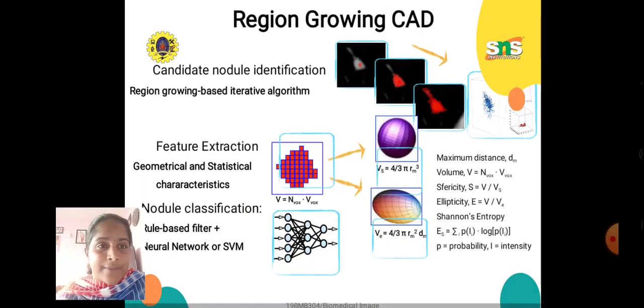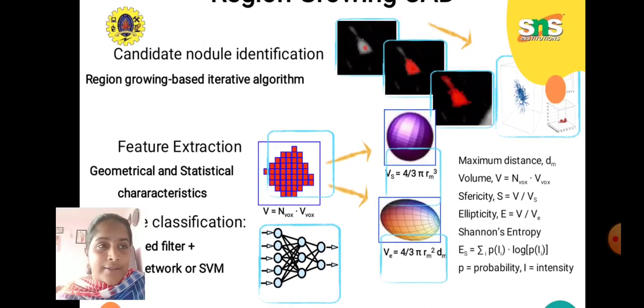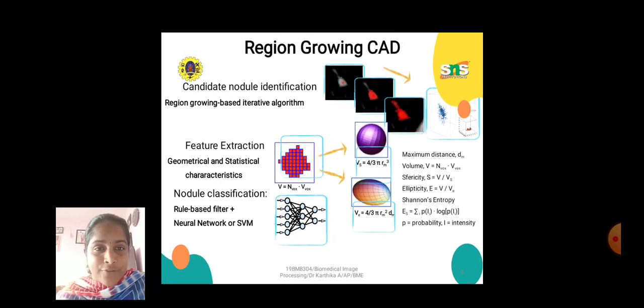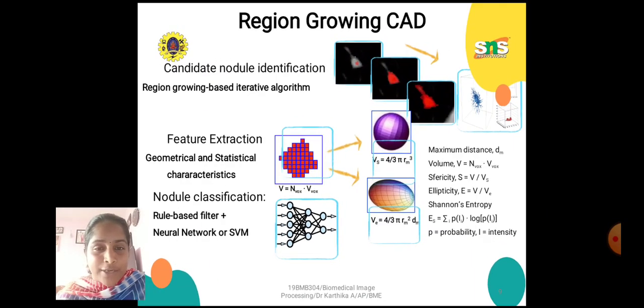It shows the region growing. Okay, second one is feature extraction. Here we have features, geometrical and statistical characteristics. Third one is nodule classification. Here we use a rule based filter with neural network or SVM.